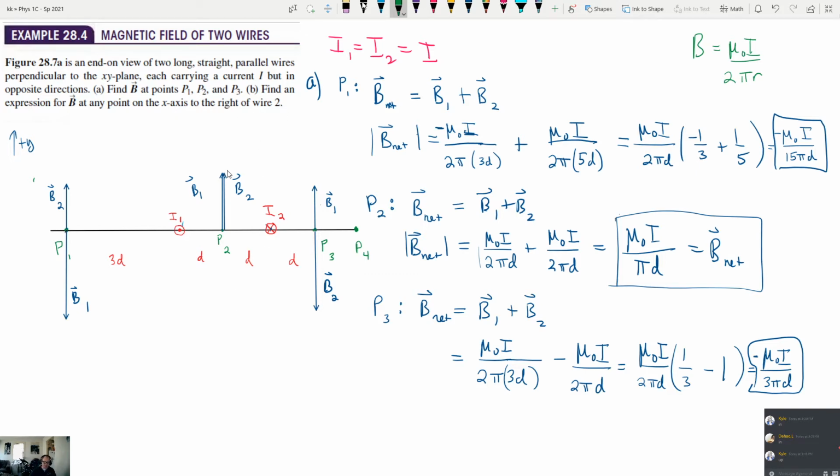Now, I think I left something out here. I think in the original picture, the y-axis was pointing this way, and the x-axis was pointing this way, which means the middle point where these two are is 0, 0. So this is the origin right here. Point 2 is the origin, which means the distance from here to point 4 is going to be x. And we want to come up with an expression for the magnetic field at any point on the x-axis to the right of wire 2.